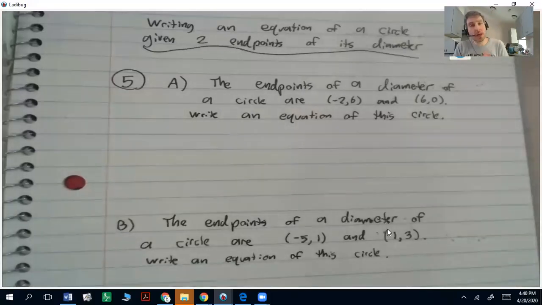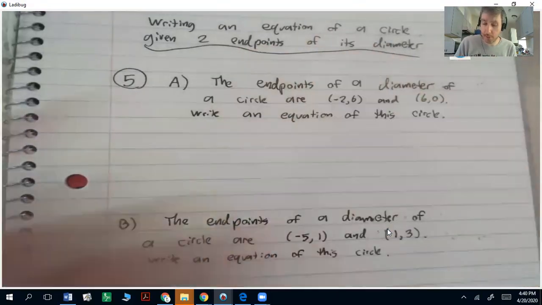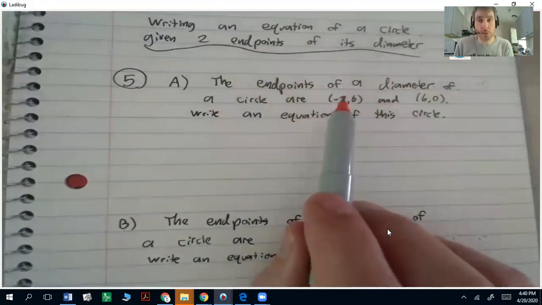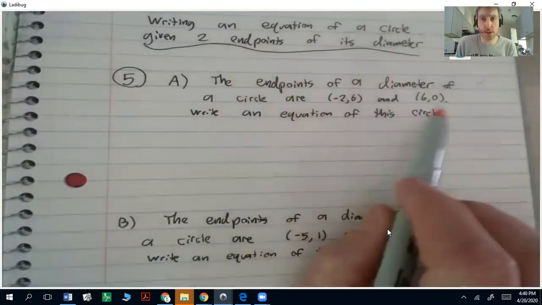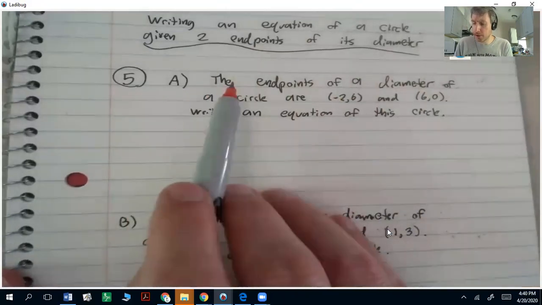Welcome back. This is our last example for circles. We're talking about getting another equation of a circle given two endpoints of a diameter. So this one's a little bit different than the last one because the last one gave you a center and one of these points. So let's look at example 5 so I can show you what's going on.